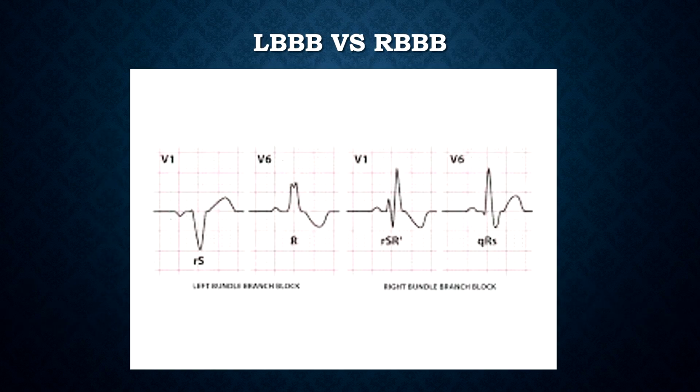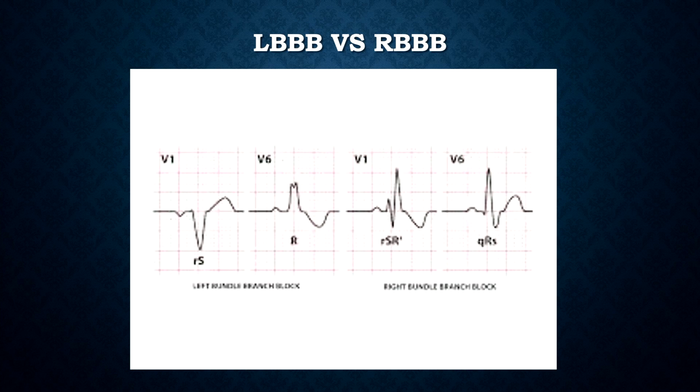So again, this is that little picture I showed you in the left bundle branch block lecture. This tells you the difference between your left bundle and your right bundle. If you look at lead V1 in a left bundle, you have that deep S wave extending below that ST segment, but in the right bundle, you have that RSR, which is actually reflecting positive, or up above that ST segment.